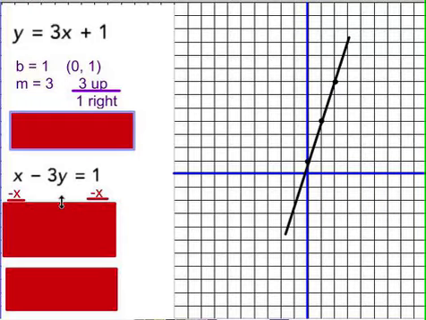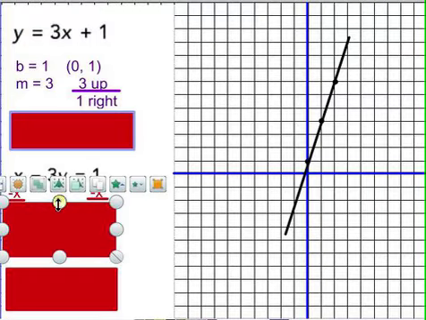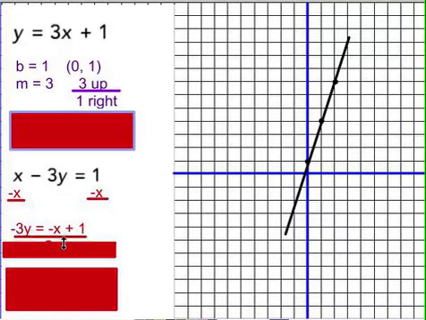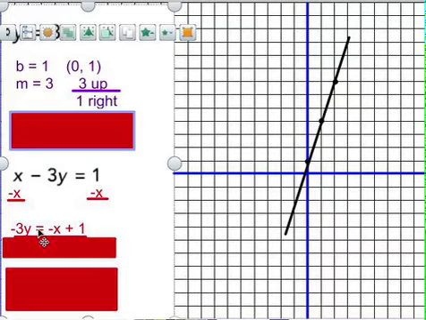When we move x to the other side, we notice we cannot combine 1 minus x. 1 minus x cannot be combined because 1 is a constant and the other one is a variable. The x is a variable, 1 is a constant, so we cannot combine. So we're going to leave it alone. We have negative 3y equals negative x plus 1.